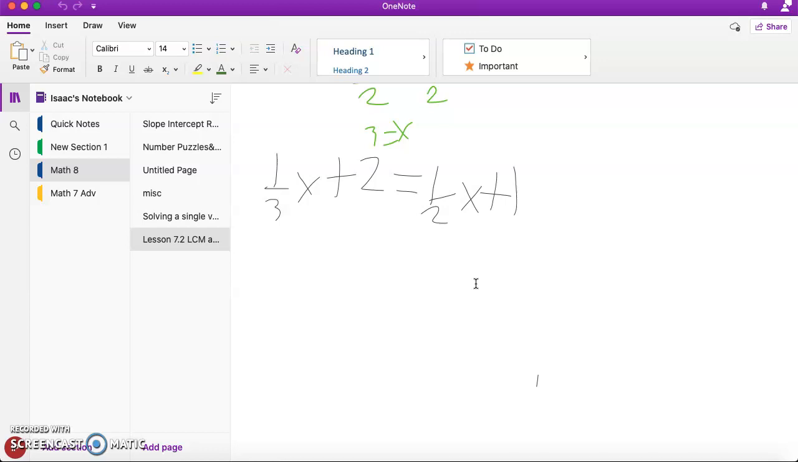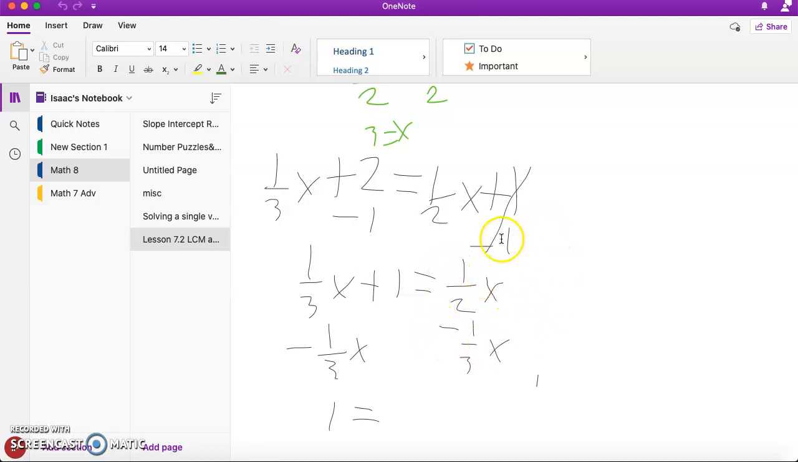Well, let's see. I'll just do the same thing as I did before. I'll subtract 1 from both sides to get 1/2 x by itself, and I'll get 1/3 x plus 1 is equal to 1/2 x. And now to get both my variables on the same side, I'm going to go minus 1/3 x on both sides. And I'll get 1 equals, wait a second.